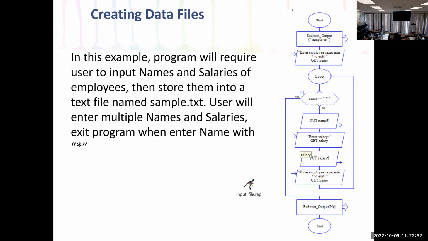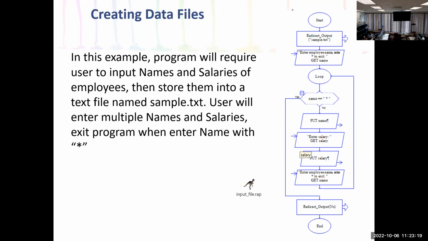Okay, that's the program. You work with Raptor here. This program requires the user to input the name and salary of an employee, and store them into a text file named sample.txt, and the user will enter multiple names and salaries. The program exits when the user enters the name with a star. That is sentinel control, right? Keep entering the name, keep doing it until he enters the star. So see the program here.